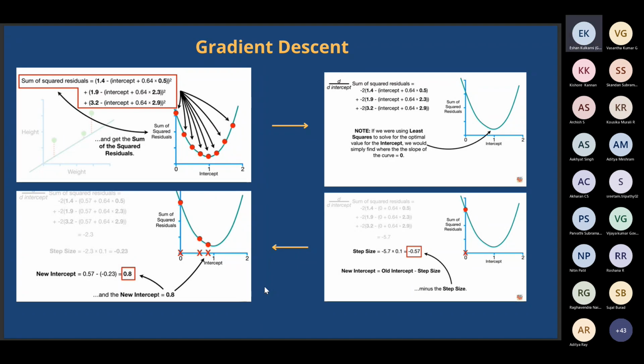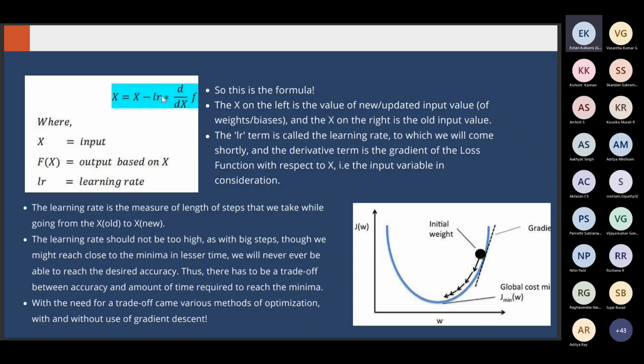Okay. So in the second figure on the right, we calculate the gradient. Let me first show you what the formula of this gradient is. I think you know this formula, but I'm just reminding you of what it is. The x on the left is the updated parameter. The x on the right is the old parameter. LR is the learning rate, and df by dx is the derivative of the cost function with respect to the parameter x.